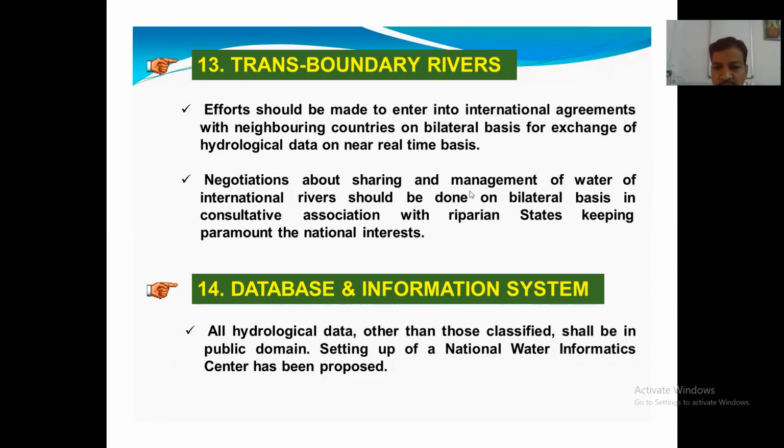Some negotiations have to be made for the sharing and management of the water of the international rivers. That should be done on a bilateral basis. For the rivers which flow from one country to other countries, an international agreement should be made with the neighboring countries for sharing and management of the water. Like I mentioned, transboundary rivers.